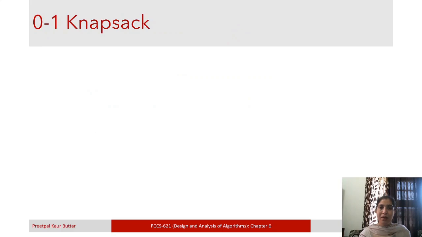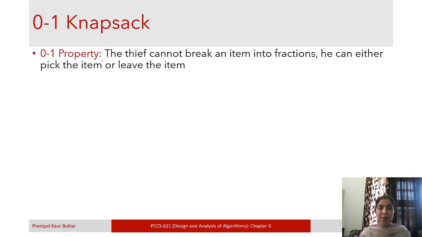So we saw that the fractional knapsack problem can be solved using the greedy approach. And the 0-1 knapsack problem cannot be solved using the greedy approach, right? For the 0-1 knapsack problem, we have to use the dynamic programming approach. So let us recap again the 0-1 knapsack problem. What is 0-1 in 0-1 knapsack? So 0-1 is the property which says that the thief cannot break an item into fractions. He can either pick the item or leave the item.